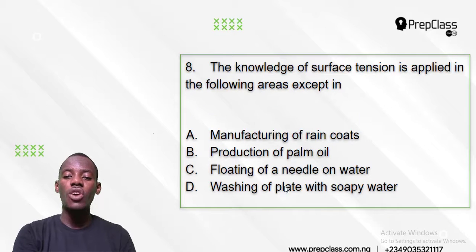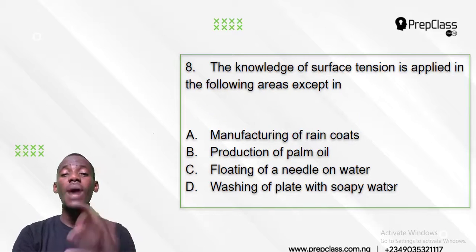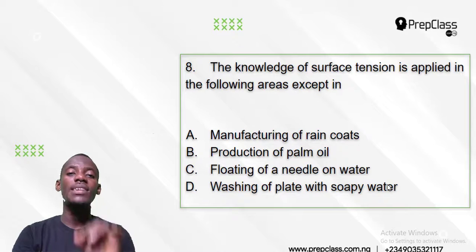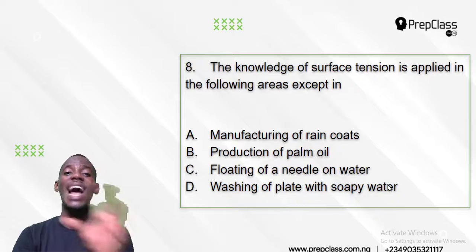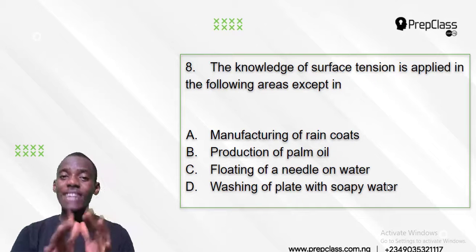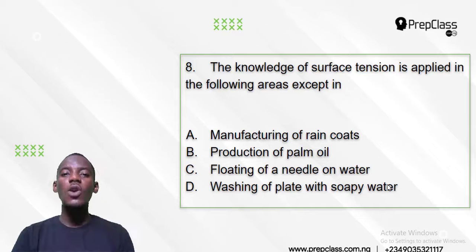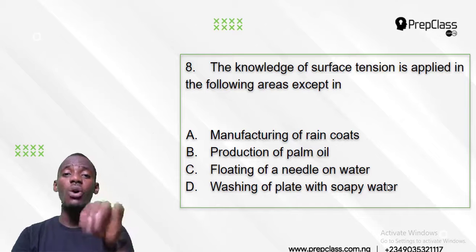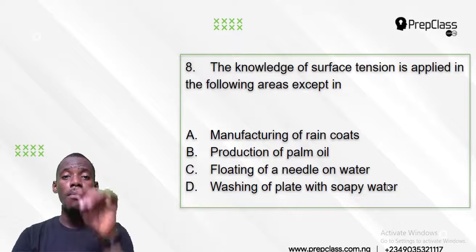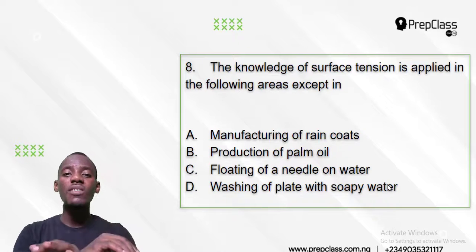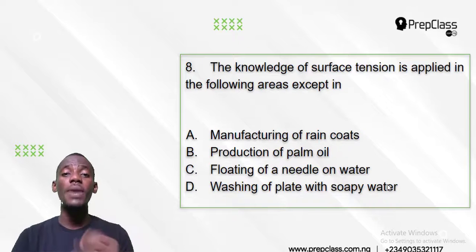Now here we have washing of plates with soap water. Yes, soap can wash plates and can wash clothes, because when you put soap in water, the surface tension on the water dies. So the water will be free to enter. Natural water has surface tension, but when you pour soap on it, you have eliminated the surface tension. Even if a mosquito lands on that water, the mosquito will not be able to walk again. It will sink. So you have removed the surface tension of the water by pouring soap in the water.